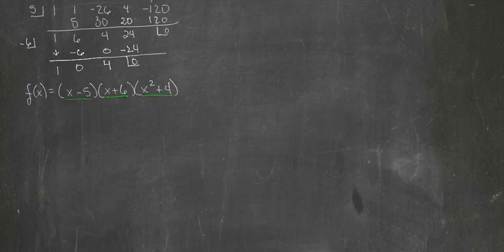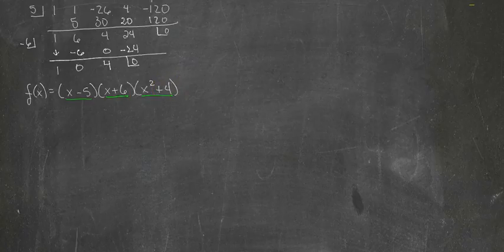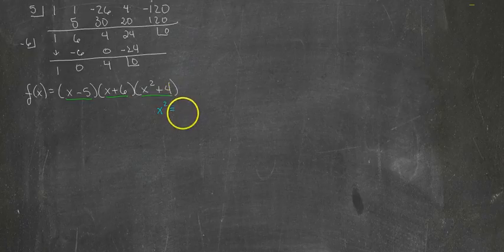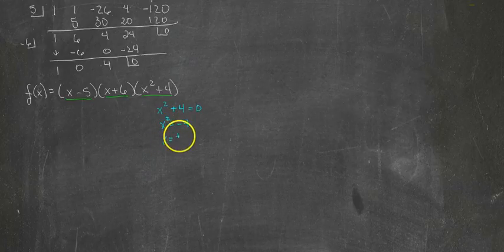A couple ways to do that. One, that always works, is to run this through the quadratic formula. But I think I'm going to use instead the square root property. So I have x squared plus 4 equals 0. So x squared equals negative 4. So x equals plus or minus the square root of negative 4.